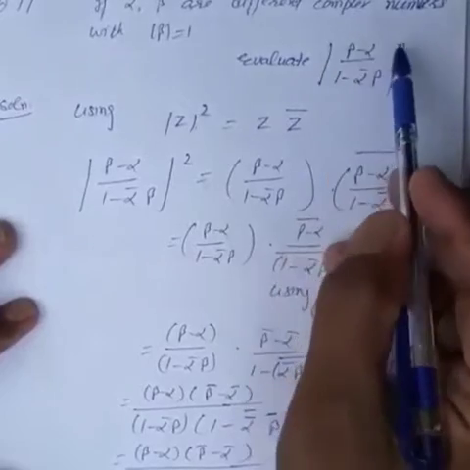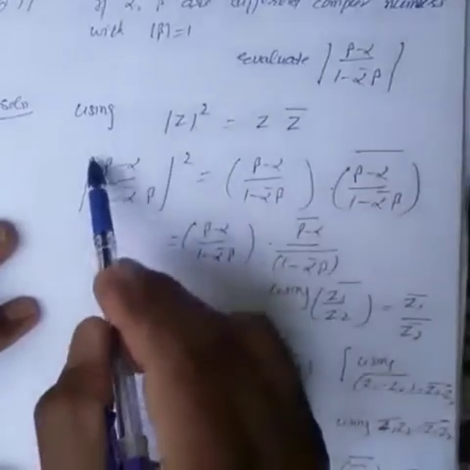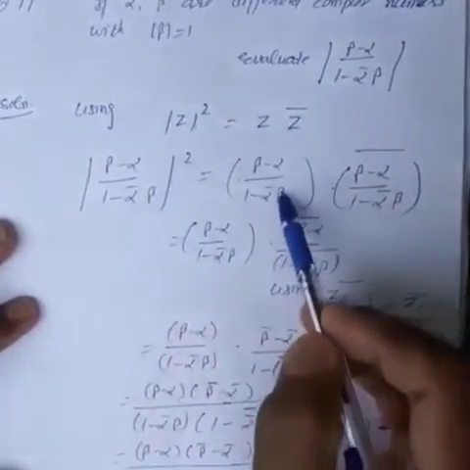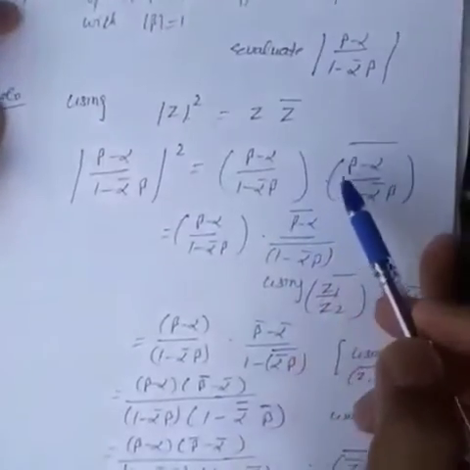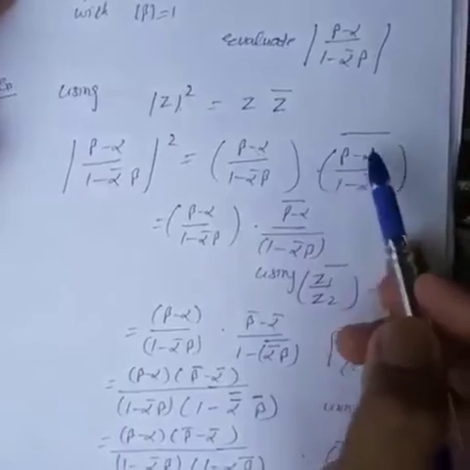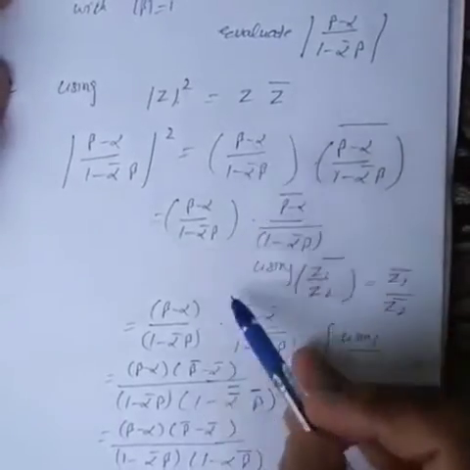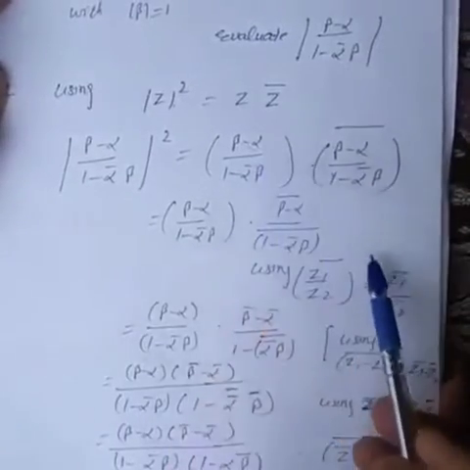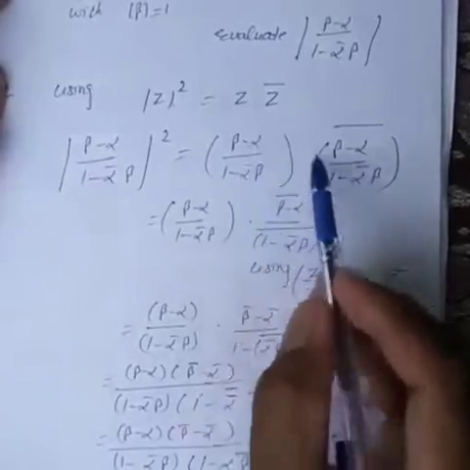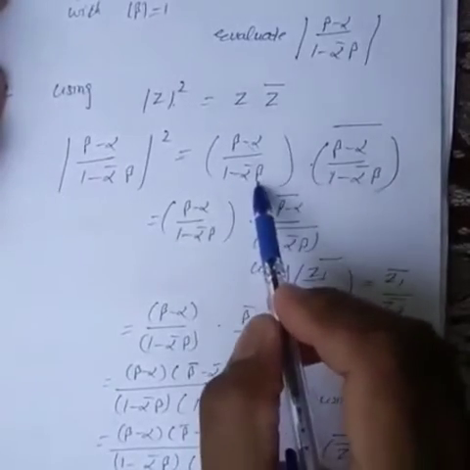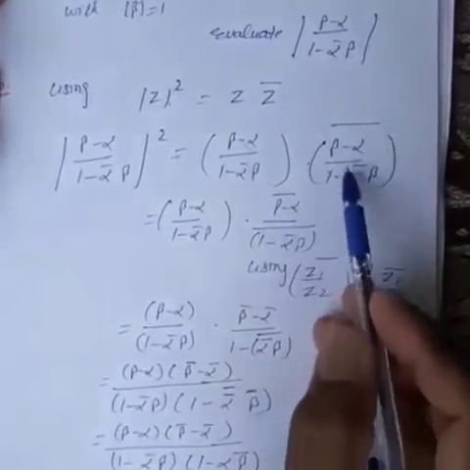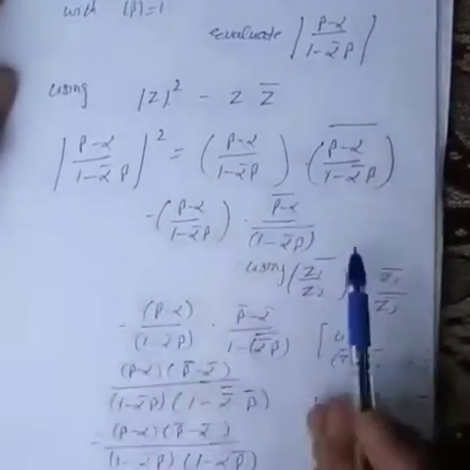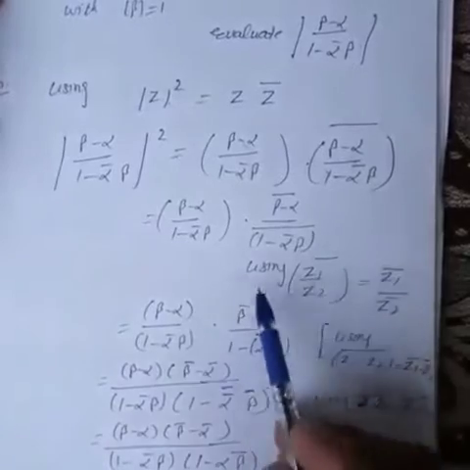If we want to evaluate mod of this, it means the square of mod of this will be equal to, this is a complex number, so the complex number into the conjugate of the complex number, and we have to simplify the right hand side now only. So (beta minus alpha) upon (1 minus alpha bar beta) into the conjugate of the same complex number. Now to write the conjugate we will use the property which we have used earlier in the previous part.